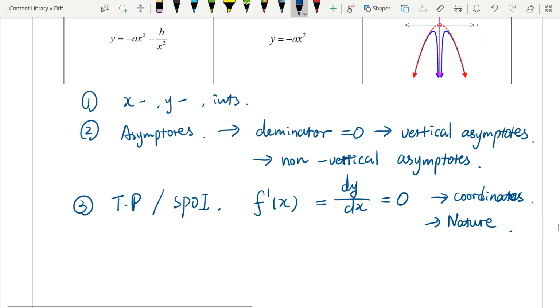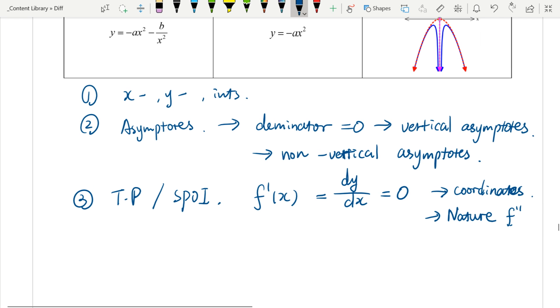It is not enough to just say x equals 1, x equals 2 is the stationary point and not work further. So you need to test the nature. I can use the second derivative. Second derivative greater than 0, minimum. Second derivative smaller than 0, maximum. Equals 0, test the sign change, stationary point of inflection.